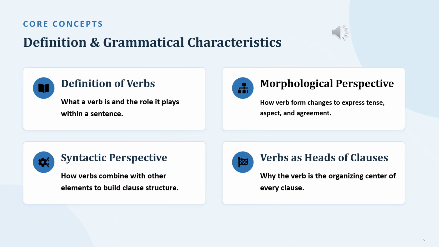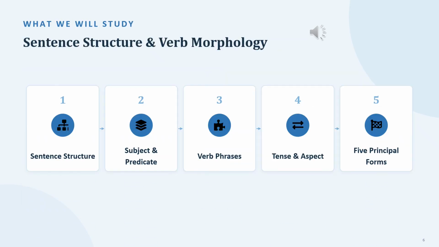Now we move to the core concepts, starting with the definition. A verb is the organizing center of every clause, the word that everything else in the sentence builds around. We'll look at verbs from two angles: the morphological perspective, which is how a verb's form changes to express tense and aspect, and the second one, the syntactic perspective, which is how verbs combine with other elements to build sentence structure. Next, we will study how sentence structure and verb morphology work together.